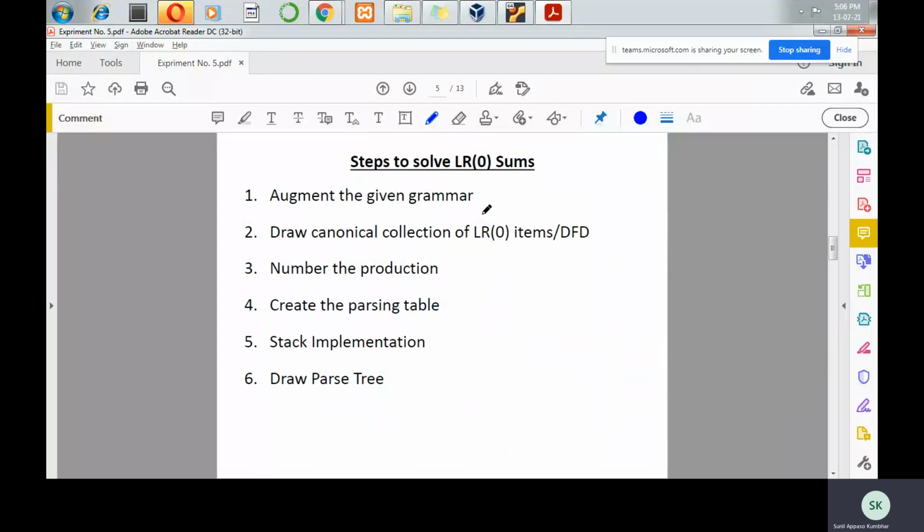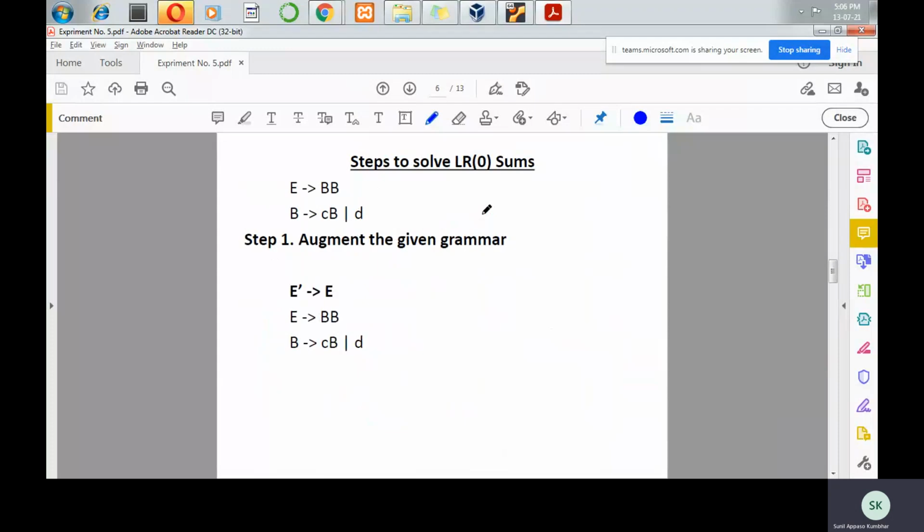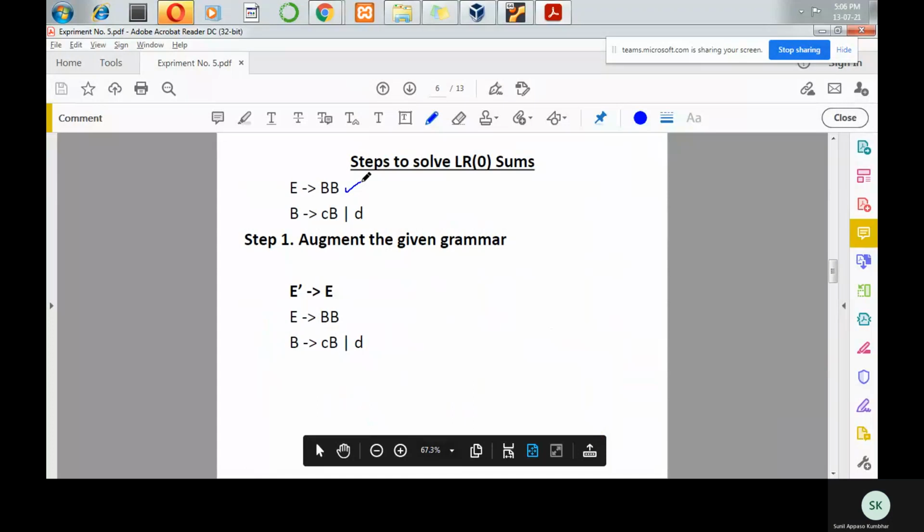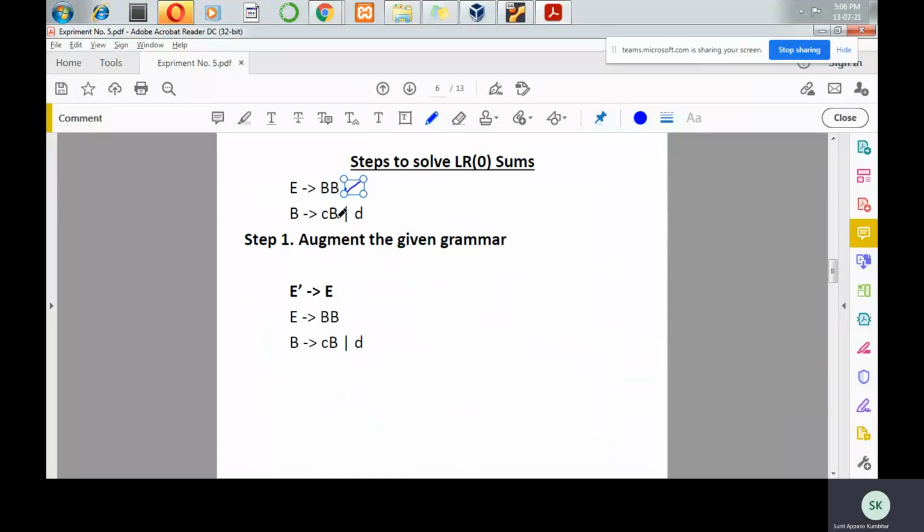The very first step is to augment the given grammar. So the grammar includes three productions. E produces BB, E produces CB, and E produces D. Augmenting given grammar means here we have to add a dummy production which produces a start symbol, start non-terminal.